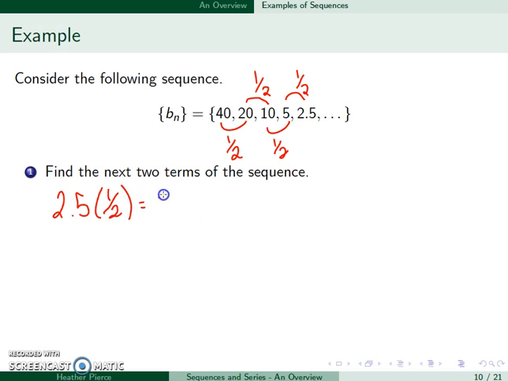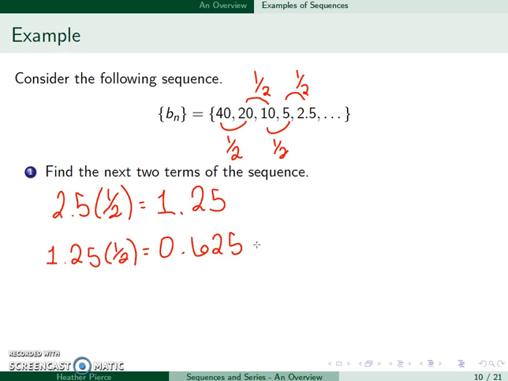So 2.5 times 1/2 is 1.25. And then 1.25 times 1/2 is 0.625. So we now have the next two terms of the sequence.